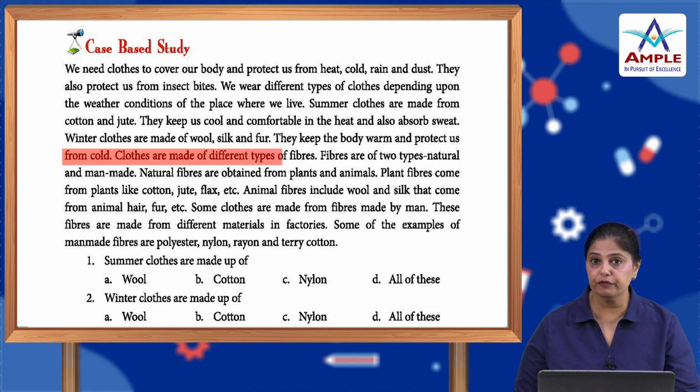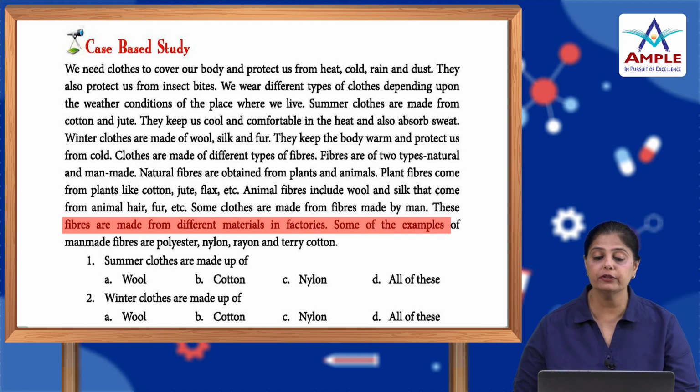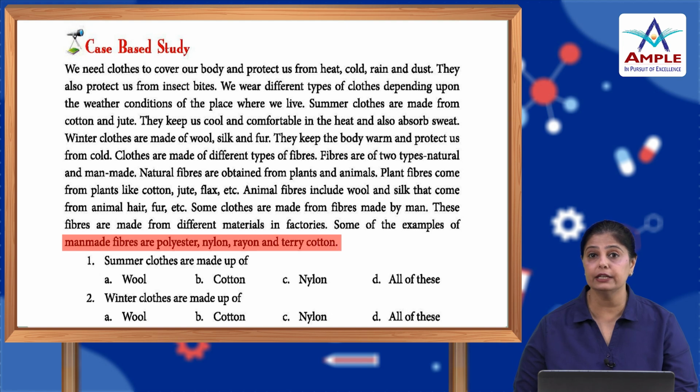Clothes are made of different types of fibers. Fibers are of two types, natural and man-made. Natural fibers are obtained from plants and animals. Plant fibers come from plants like cotton, jute, flax, etc. Animal fibers include wool and silk that come from animal hair, fur, etc. Some clothes are made from fibers made by man. These fibers are made from different materials in the factories. Some examples of man-made fibers are polyester, nylon, rayon and terrycotton.